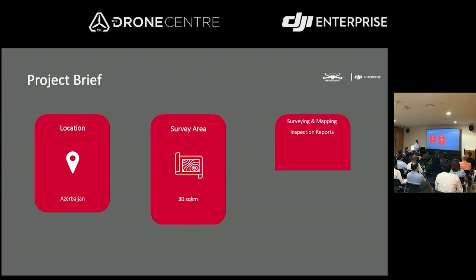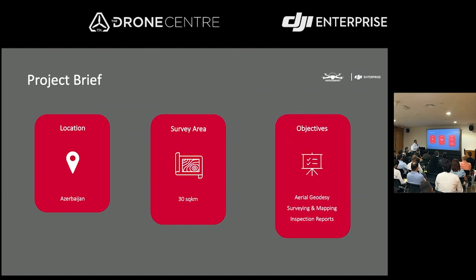The project is for aerial geodesy, which, as you are aware, is basically the understanding of the geometry of the earth. It covers most of the vegetation area, maybe forest, water body, terrain, mountain. It includes every aspect of the earth. They wanted to do surveying and mapping and also some inspection reports.